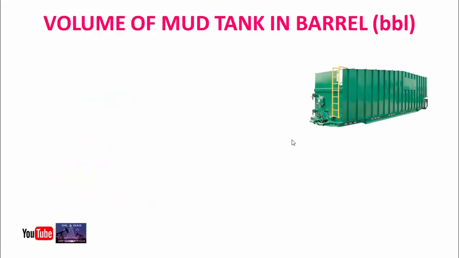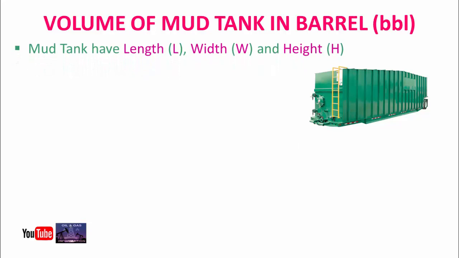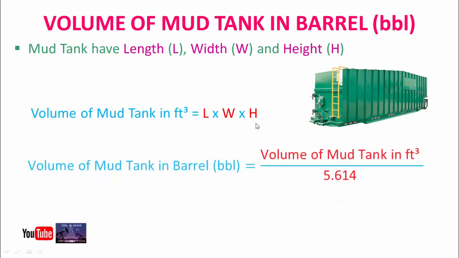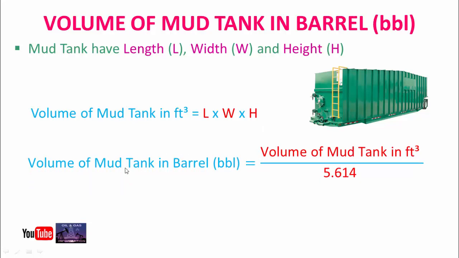Now we discuss how to calculate the volume of mud tanks in barrel. Let's suppose you have a mud tank with the length L, width W, and the height H. As we already know, volume of mud tanks in cubic feet is equal to L into W into H. So if we want to calculate the volume of mud tanks in barrel BBL, then the volume of mud tanks in cubic feet divided by 5.614. This is constant factor.